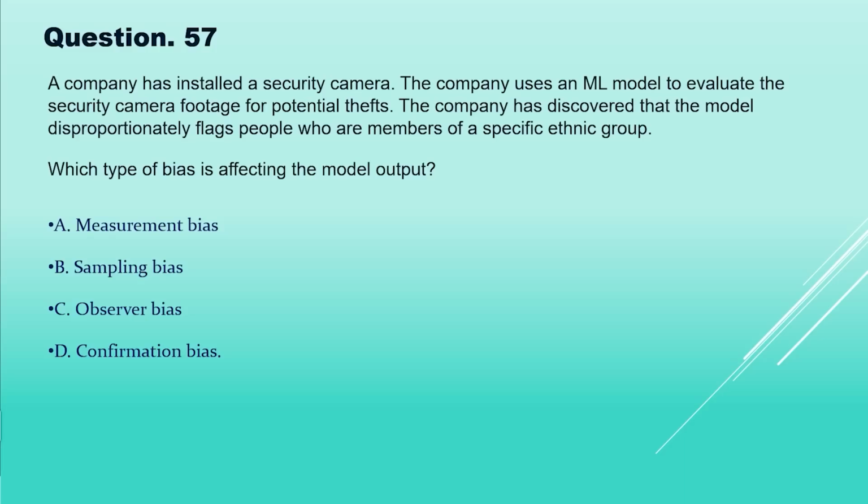And the correct answer here will be option B, sampling bias. Because sampling bias occurs when the training data used for an ML model is not representative of the real world population. And in this case, the model disproportionately flags members of a specific ethnic group, likely because the training set was not balanced or representative of all groups. So option B, sampling bias is the correct answer here.